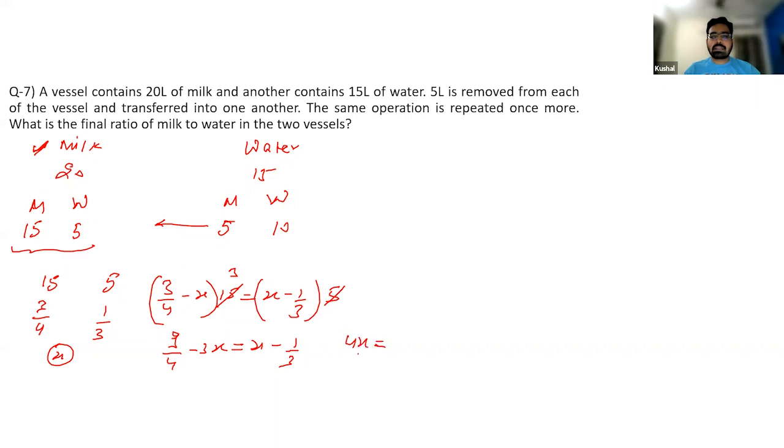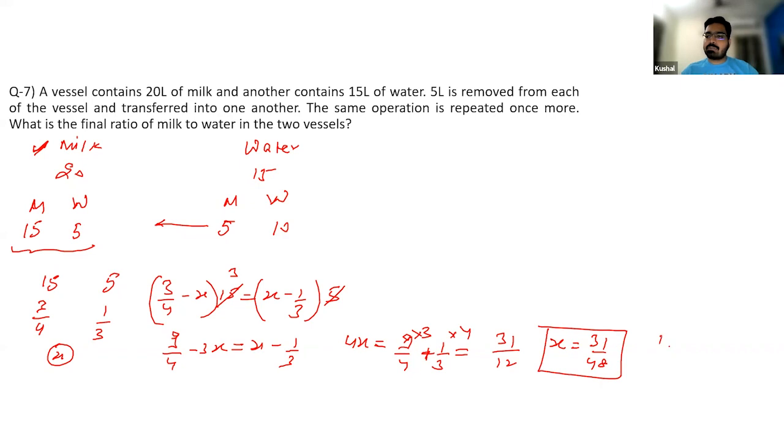We will get 4X is equal to 9/4 plus 1/3. So if I take 12 as the LCM over here, this will be 3, this will be 4, 27, 31, 31/12. So X will be equal to 31/48. Now 31/48 is the strength of milk. Then what is the ratio of milk to water in the first solution? The ratio of milk to water will be 31:17 in the first solution. So this is the first part of your answer.